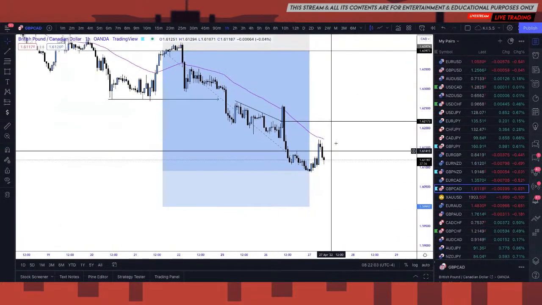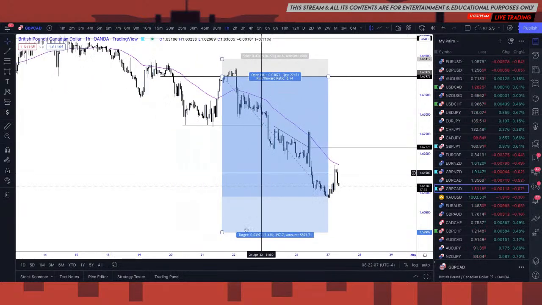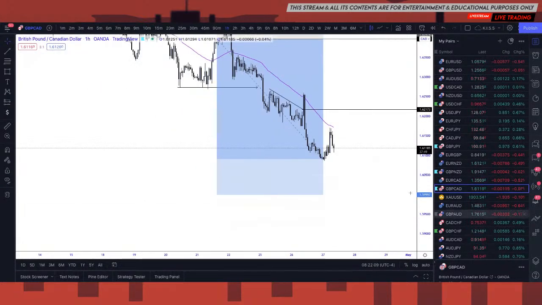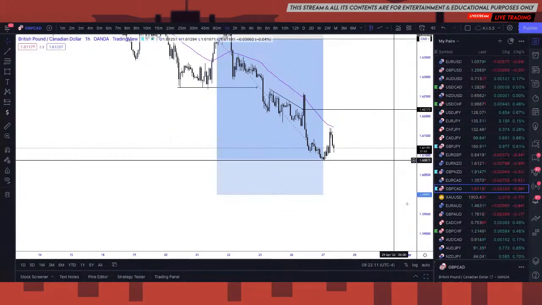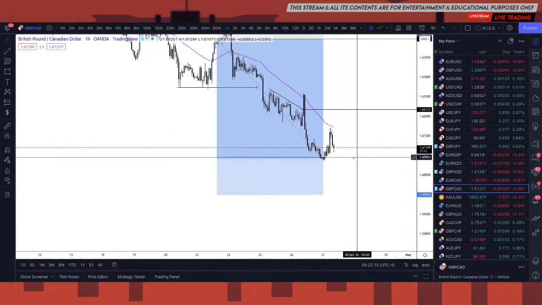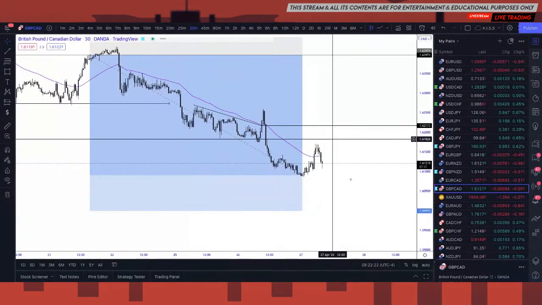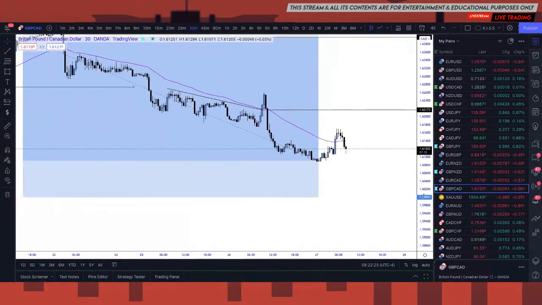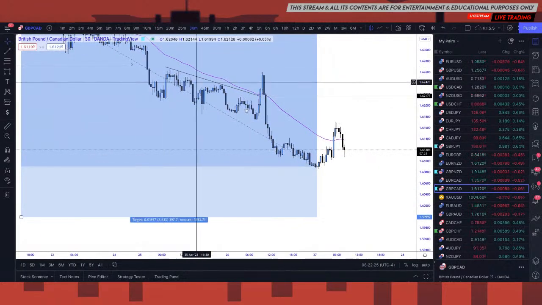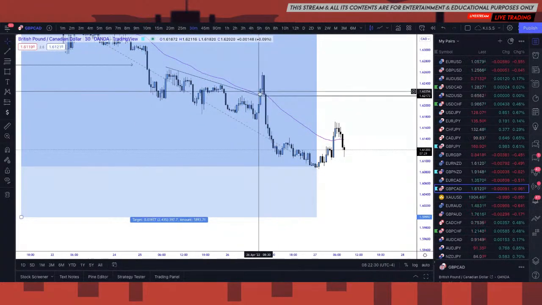For me, obviously our VIP service, we're in shorts from up here. So ultimate target of 1.6 has not been met. Okay, so we're still looking to take continuations down. So for me, I like the 30-minute time frame. Simple trend line liquidity run, buy to sell, yesterday, New York session.